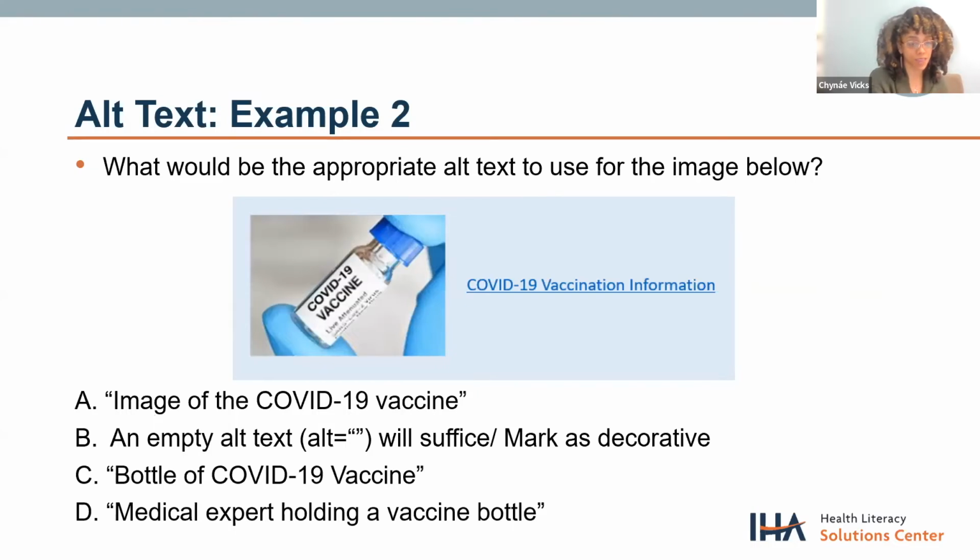All right, let's try our second example. On this website, the creator used an image of the COVID-19 vaccine bottle, right? With a link to COVID-19 vaccination information. What would be the appropriate alt text to use? So again, what does your image convey? Is this information found somewhere else on the page? Or is this image purely decorative?